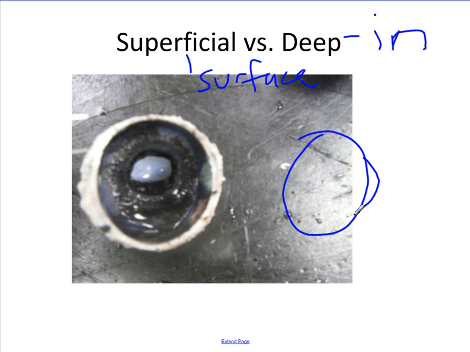What type of a section do you think this is? Does it look like this eye was divided into front and back portions? Was it divided into superior, inferior, or was it divided horizontally? This is a coronal section of the eye. Okay, a coronal section of the eye.